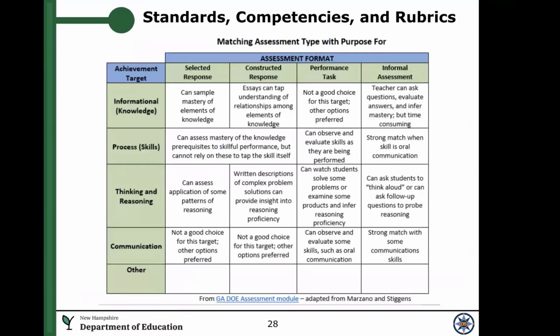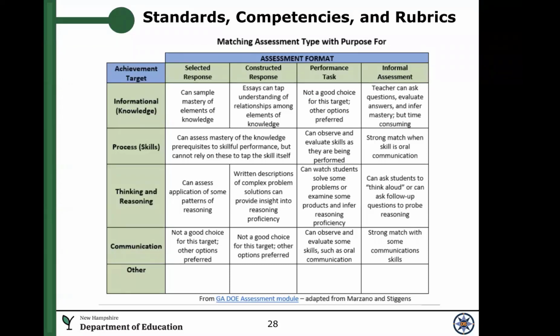And then looking at the assessments that we want to give. Not all assessments are good for all tasks. So this just kind of gives us, what is our achievement target? Do we want just informational knowledge? Do we want to look at their process or skills, their thinking and reasoning or communication? And then we can go across and look at, do we want a selected or multiple response type test that can quickly give us what is their informational knowledge and what are their common misunderstandings?